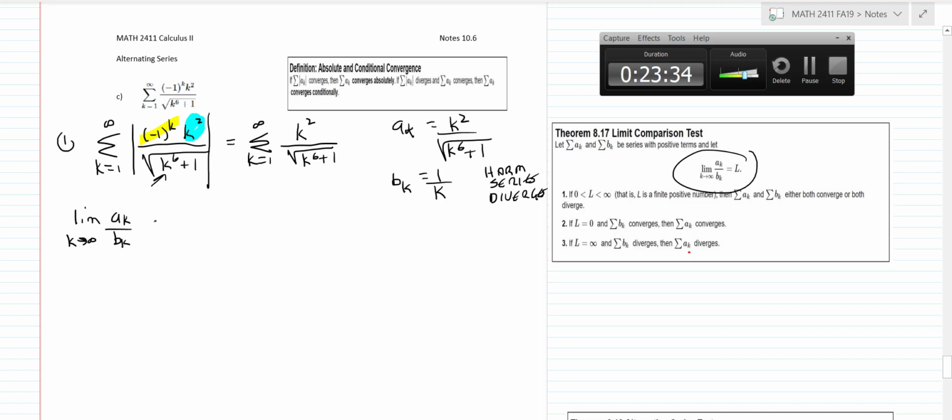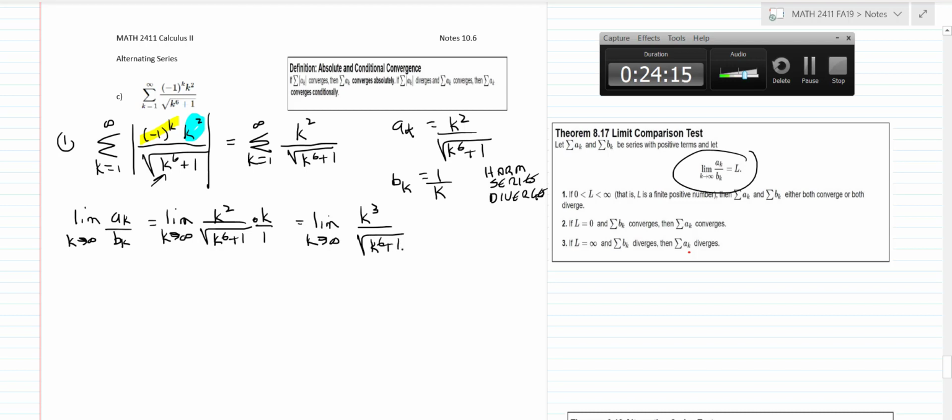So let's formulate that ratio. We're going to have the limit as k goes to infinity of a sub k, which is this, and then we're going to divide by 1 over k. Well, if you divide by 1 over k, that's the same as multiplying by k. So you don't have to show that step. You can just formulate the ratio like that. Then it looks like you would have the limit as k goes to infinity of k to the 3rd over the square root of k to the 6 plus 1.